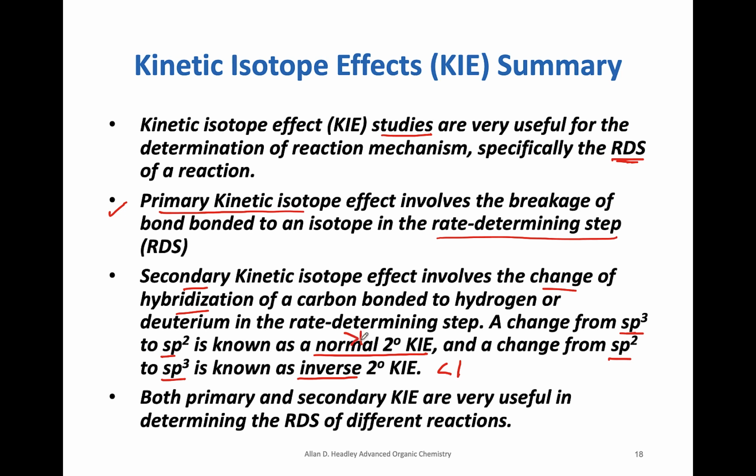It just involves a change in hybridization, which is reflected basically in the vibrational frequencies of the different bonds for the different intermediates. Here would be the sp3 or the sp2 carbon. And in conclusion, both primary and secondary kinetic isotope effect studies are very useful in determining the rate determining steps for different reactions. So I think that's the end of this lecture here.